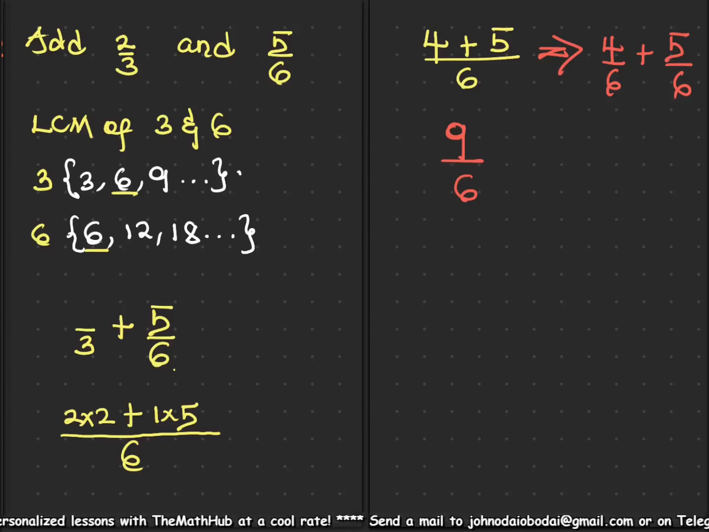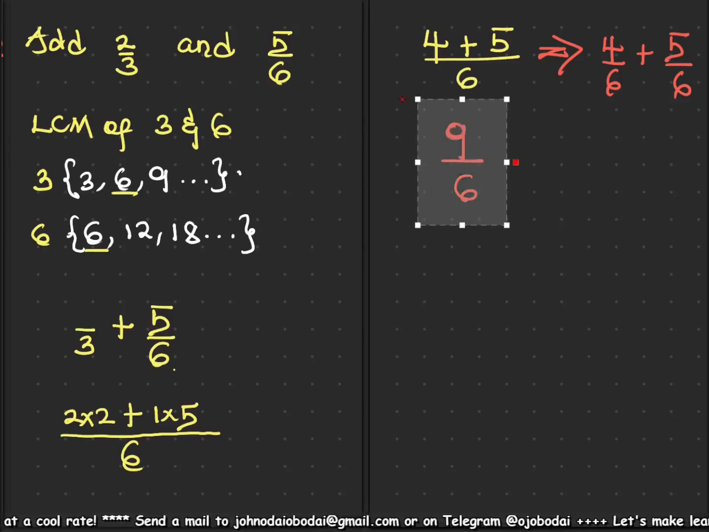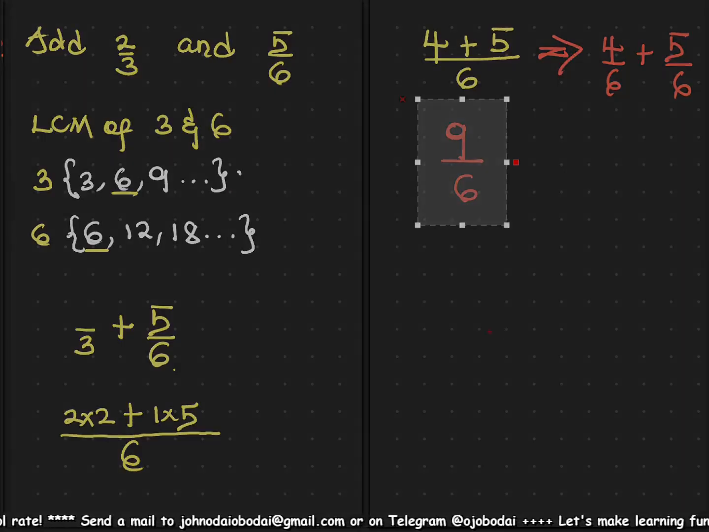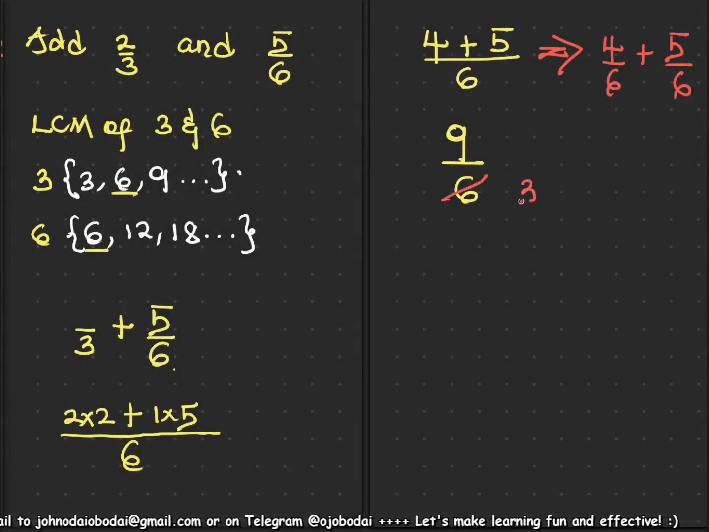But remember our instructions. It says we should simplify if possible. So you ask yourself, what do we have over here? Is it possible we can simplify? Yes, it is. If you want to divide each and every side by 3, that would work. So I'm going to divide both numerator and denominator by 3. That 3 divides 6, how many times? And 3 divides 9, how many times?